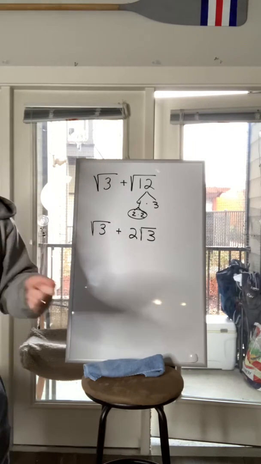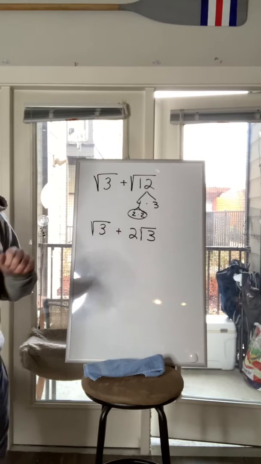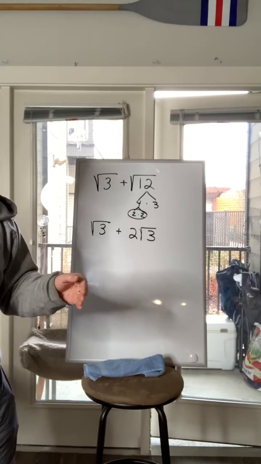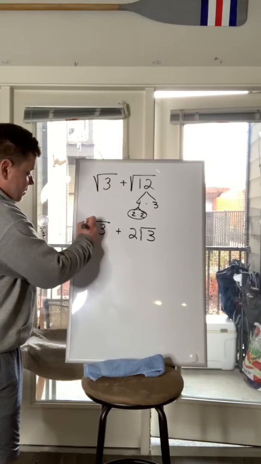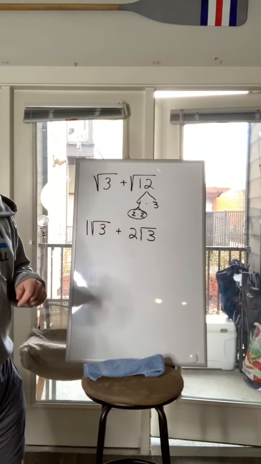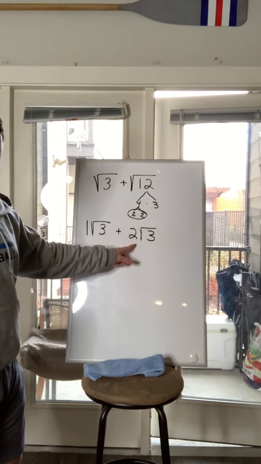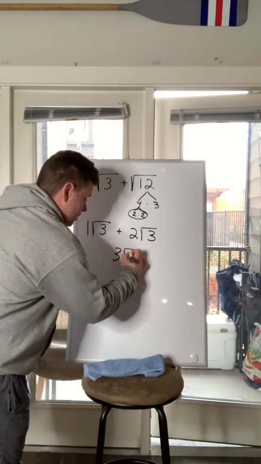Now we can combine these because we have square root of 3 and square root of 3. And when you combine them, just as if it was variables, you have 2 square root of 3 here, and if there's no number in front, just like with a variable, there's a 1. So 1 square root of 3 plus 2 square root of 3 makes 3 square root of 3.